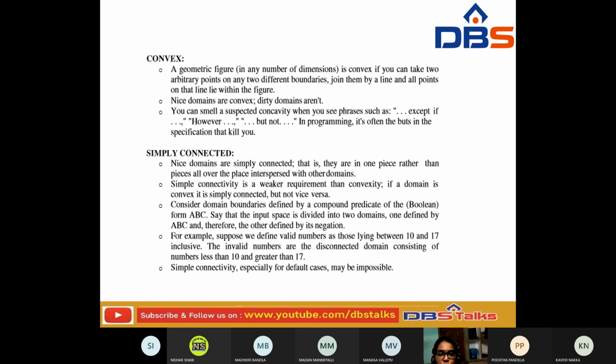If you consider a domain boundary defined by a compound predicate of Boolean terms, say ABC, the input space is divided into two domains. One is defined by ABC and the other is defined by its negation. For example, suppose the valid numbers are those lying between 10 and 17 inclusive. The invalid numbers are then a disconnected domain consisting of the numbers less than 10 and greater than 17. So simple connectivity, especially for default cases, may be impossible.